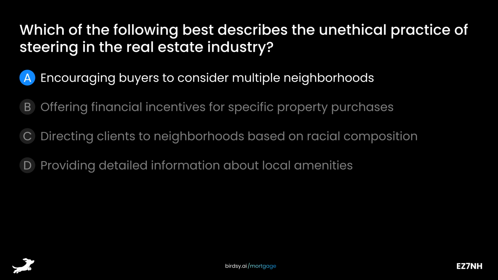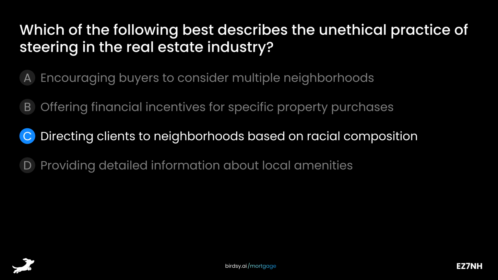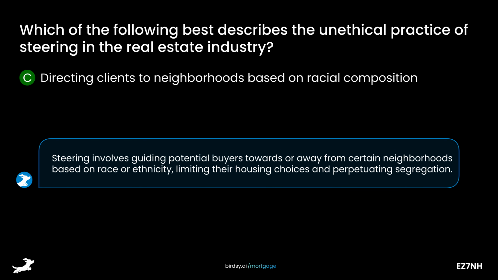Is it A, encouraging buyers to consider multiple neighborhoods? B, offering financial incentives for specific property purchases? C, directing clients to neighborhoods based on racial composition? Or D, providing detailed information about local amenities? The answer is C, directing clients to neighborhoods based on racial composition. Steering involves guiding potential buyers towards or away from certain neighborhoods based on race or ethnicity, limiting their housing choices and perpetuating segregation.